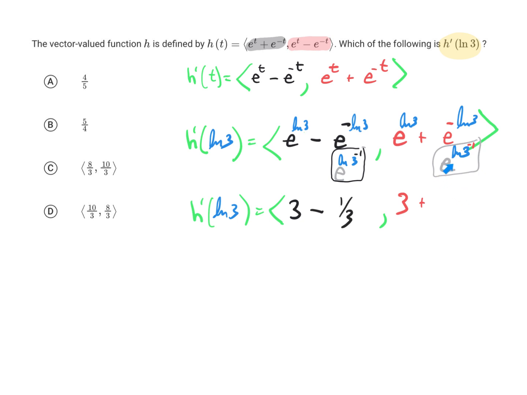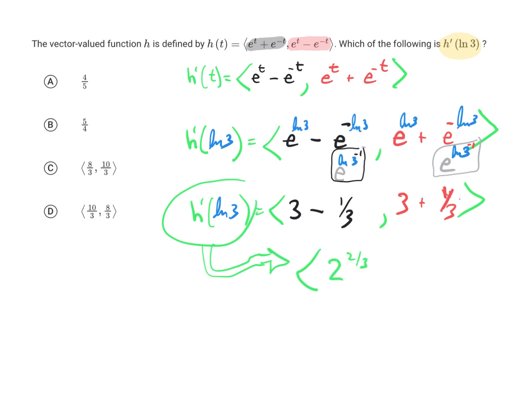And then once again, this is e raised to the natural log of 1/3. The e and the natural log cancel each other out, leaving us with 1/3. And there we have it. H prime of the natural log of 3 is equal to 3 take away a third, 3 plus a third. Or in other words, 8/3, 10/3. And looks like choice C.